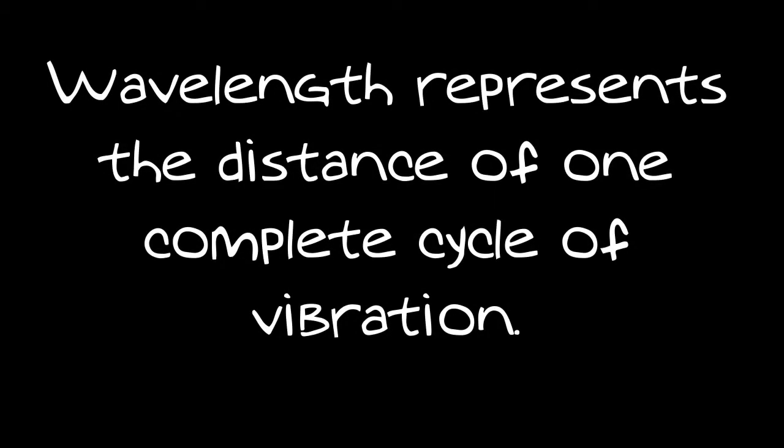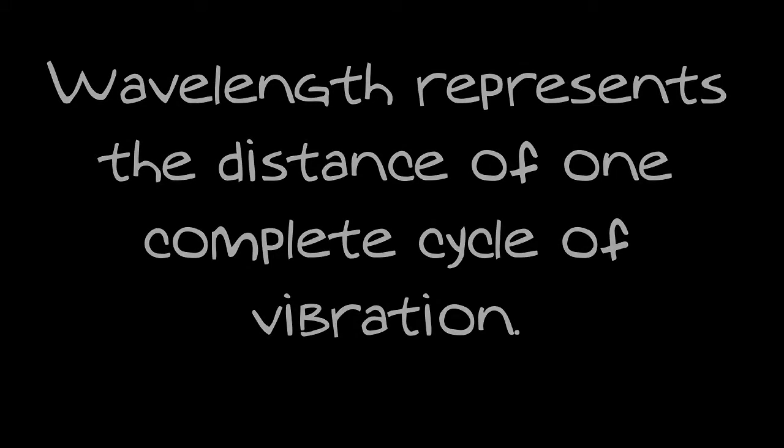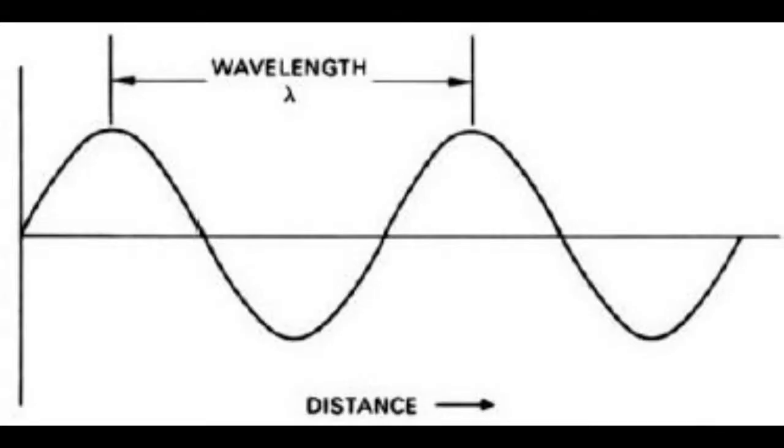Wavelength represents the distance of one complete cycle of vibration. Wavelength can be measured starting anywhere in the cycle. For this picture, it starts at the first peak of compression, goes 360 degrees to the second peak of compression. The amount of distance needed for this cycle to occur is what we refer to as wavelength.